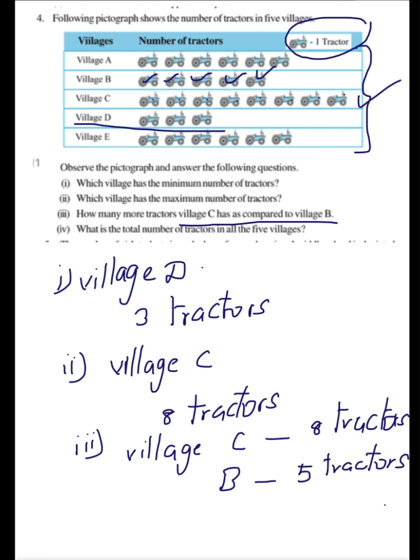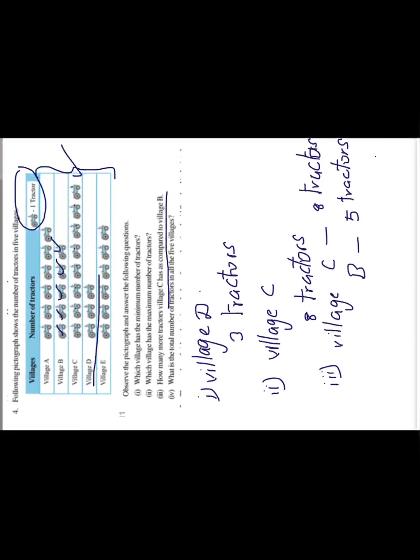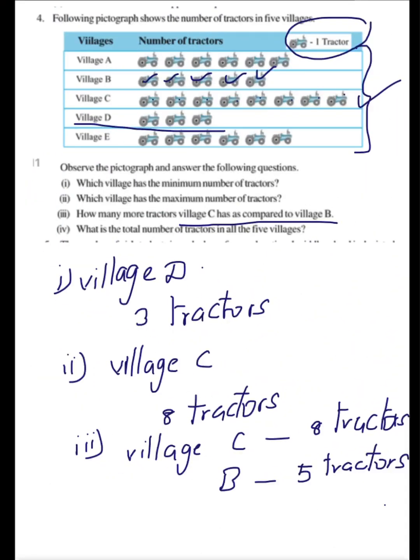But our question is how many more tractors village C has as compared to village B. How will you find it? You can just subtract 8 minus 5. Then you will get the answer as 3. So our answer will be 3 tractors. That is, village C has 3 tractors more as compared to village B. So that is the answer for the third question.